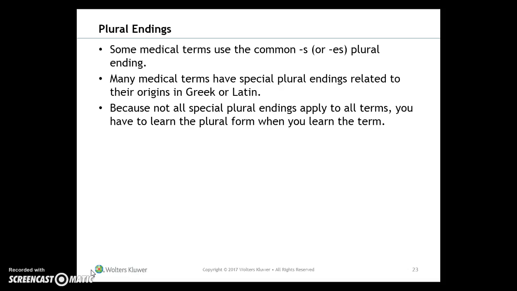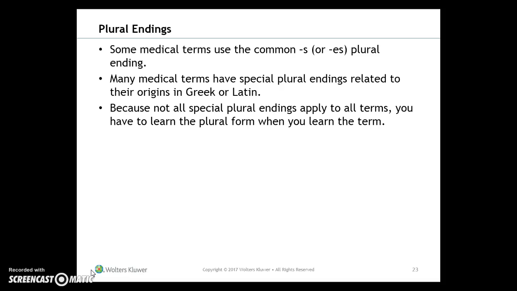Most commonly, if they're plural, you add an S or ES at the end. So for example, the plural form of student is students with an S, and some medical terms also add an S or ES to make them plural, but many do not. They have special endings related to their origins in Greek or Latin. So for example, if the singular noun ends in an A, as in vertebra, referring to one bone in the spine, then the plural ends in AE, as in vertebrae, referring to multiple bones in the spine.